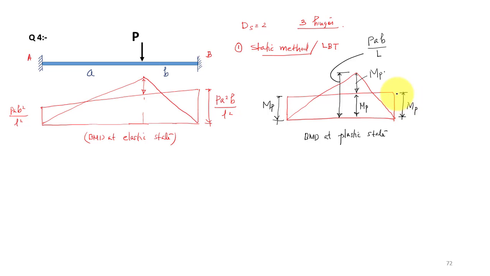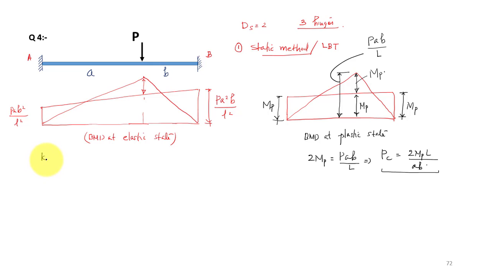right? From here again, this is MP, so this one also must be MP, and this remaining height also MP. So total height is 2MP. How much total height? That is PAB by L. So I can write my collapse load P_C equal to 2 times MP L by AB. That is our final answer for our collapse load from your static theorem or static method.